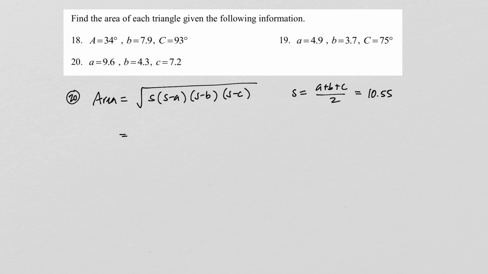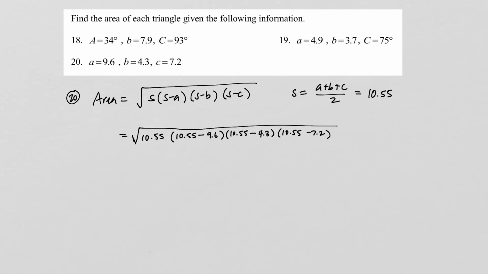Now we just need to plug in 10.55 for S in all of these spots, and then A, B, and C into their spots. And if we do that, we get this, and then we just need to plug all of this into a calculator. And if you do that correctly, you should get approximately 14.486. And I'm going to round that to 14.5 square units.